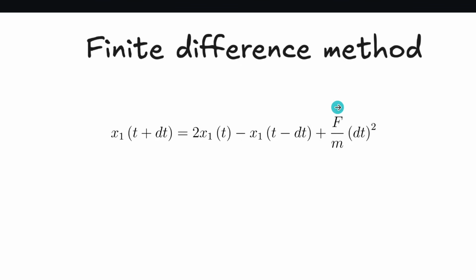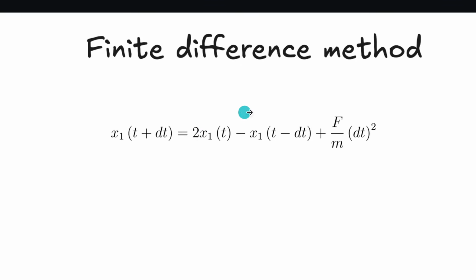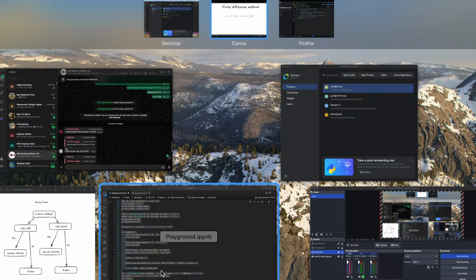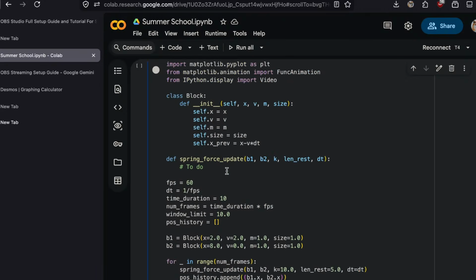F is nothing but the spring force, which is the first term mentioned over here. So x1 at t plus dt is going to be written like this. This is for x1. We can write the same code for x2 also, and that is exactly what we are going to write in my notebook right now. Where's Firefox? Sorry about it getting a bit late, guys. This is the last simulation.